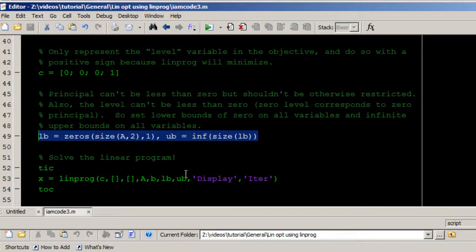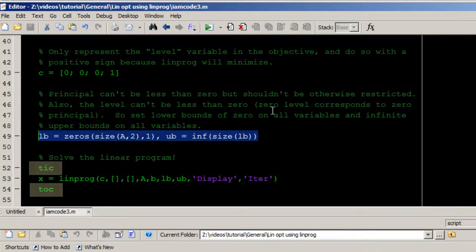Exactly. So linprog takes certain parameters, the first being the objective, so we put C here. And the next two parameters it takes are an A matrix for inequalities and a right-hand side for inequalities. But since we have only equalities, we'll tell MATLAB we don't need those by using an empty set for each of those arguments. Following those two empty sets, we have the A matrix for equalities that we just constructed and its right-hand side, as well as the lower and upper bounds on variables, and just a note to the linprog solver to display some iteration information.